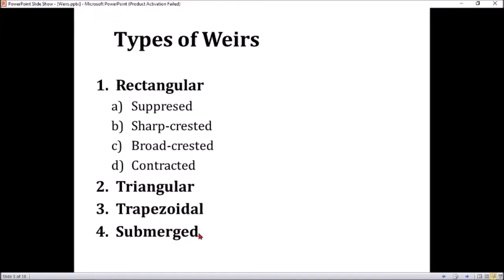Yung submerged, this can be any other weir. It can be rectangle, it can be triangular, it can be trapezoidal. Submerged is more like a condition of a weir. Paano kapag yung weir ay lub-lub na? Lunod na yung weir. Ano na yung discharge niya? Yun yung submerged weir. May mga example tayo niyan. Lahat yan, we have 7 examples: 4 dito for the rectangular, then 1, 2, 3. Okay, so let's start.